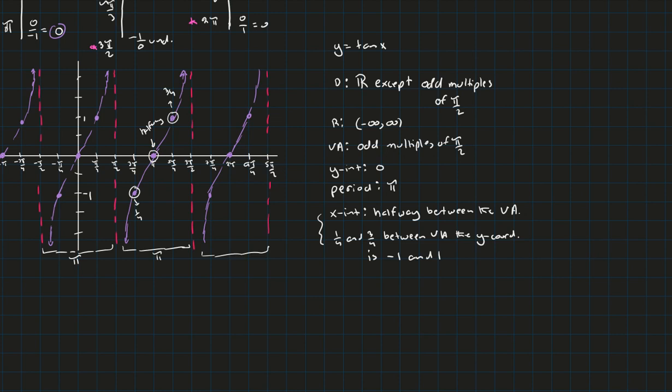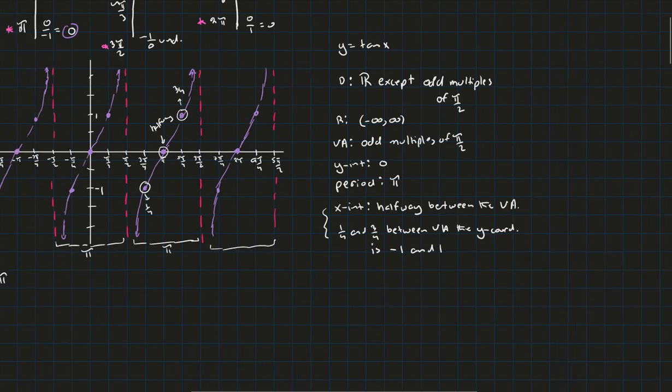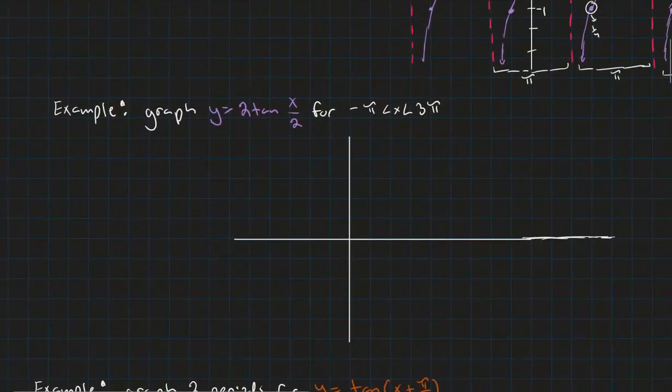So there it is. Those are the key characteristics of it. 1/4 of the way, halfway, and 3/4 of the way. 1/4 is -1, halfway is the x-intercept, 3/4 is your +1 y value. All right, so let's take a look at some examples. Let's put all of that into practice.